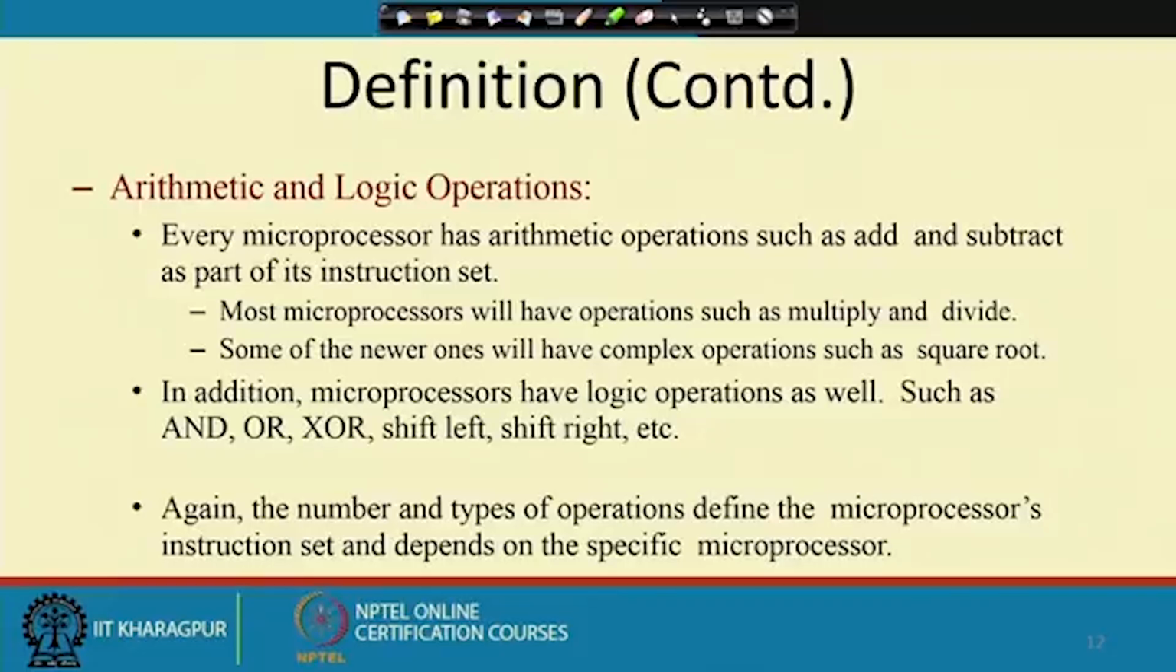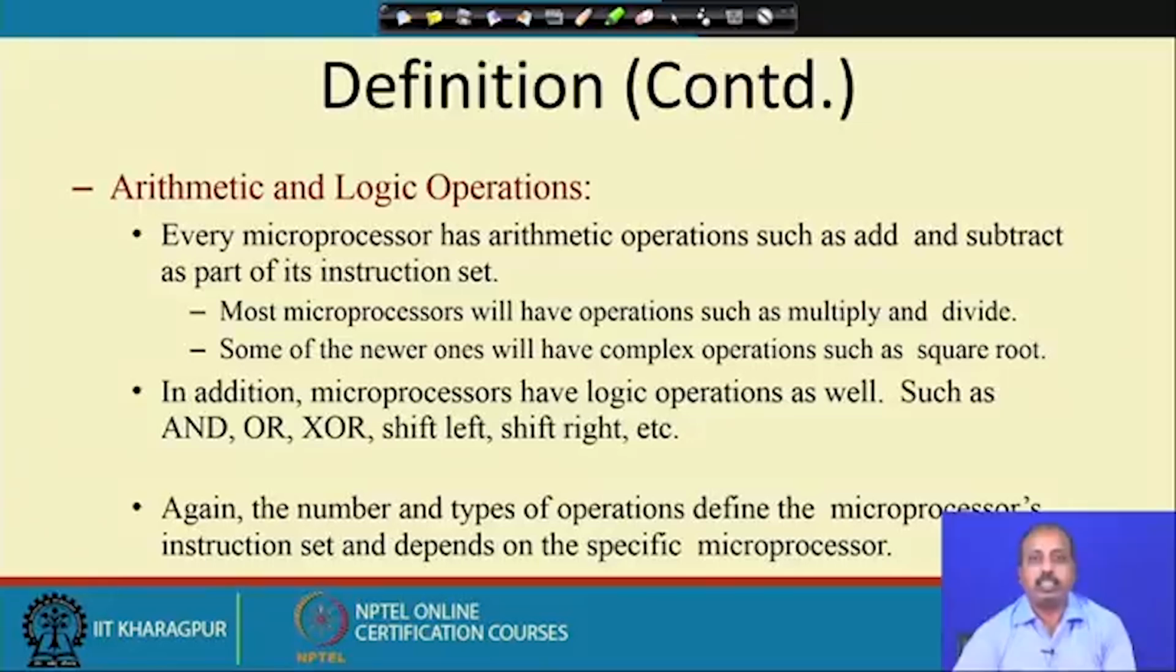If we continue with the other part of the term that we had in the definition of microprocessor, another thing that we have is the arithmetic and logic operations. This is the basic thing: any processor that is designed is supposed to do some operation on the data, and what operations can be done is decided by the processor design team.